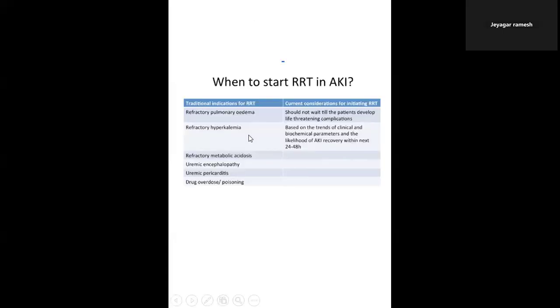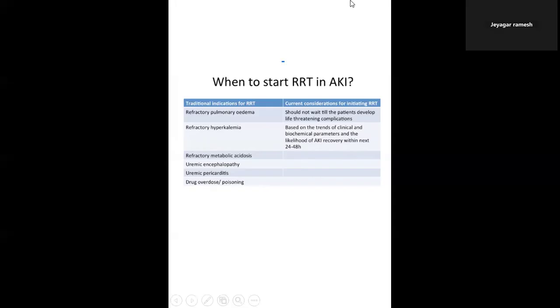So these are the traditional indications for going ahead with renal replacement therapy, as I have mentioned: refractory pulmonary edema, volume overload, refractory hyperkalemia, refractory metabolic acidosis, uremic pericarditis, and sometimes drug overdose or poisoning. But now the concepts have changed. We don't wait until these life-threatening complications occur to go for dialysis. If we delay the dialysis, sometimes the patient's life is at risk.